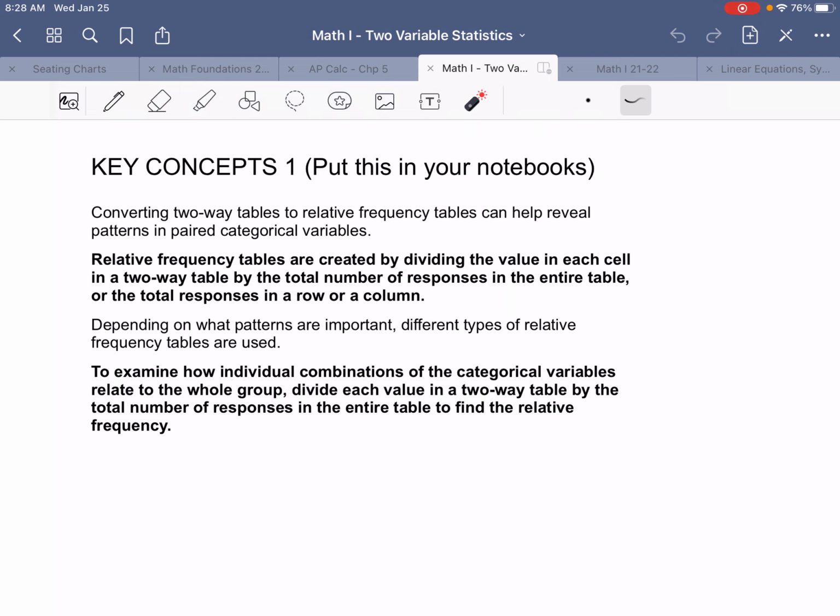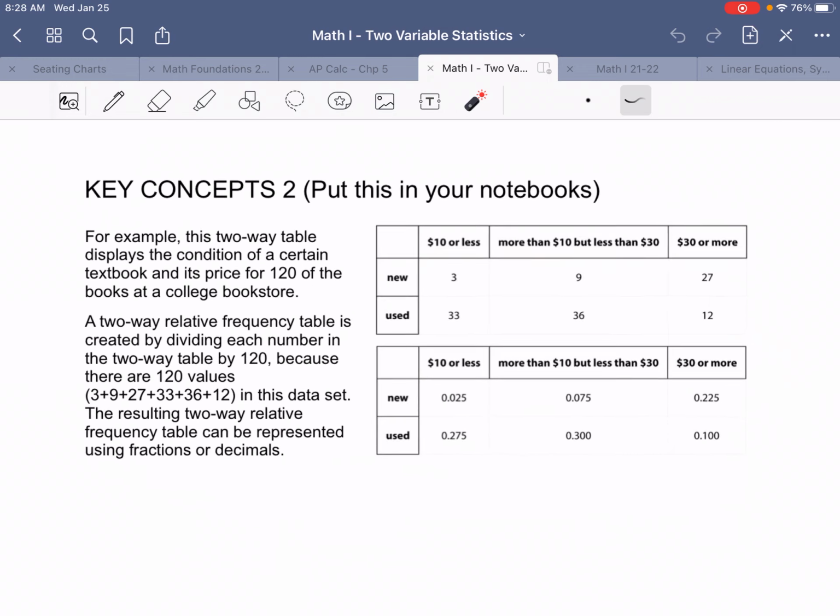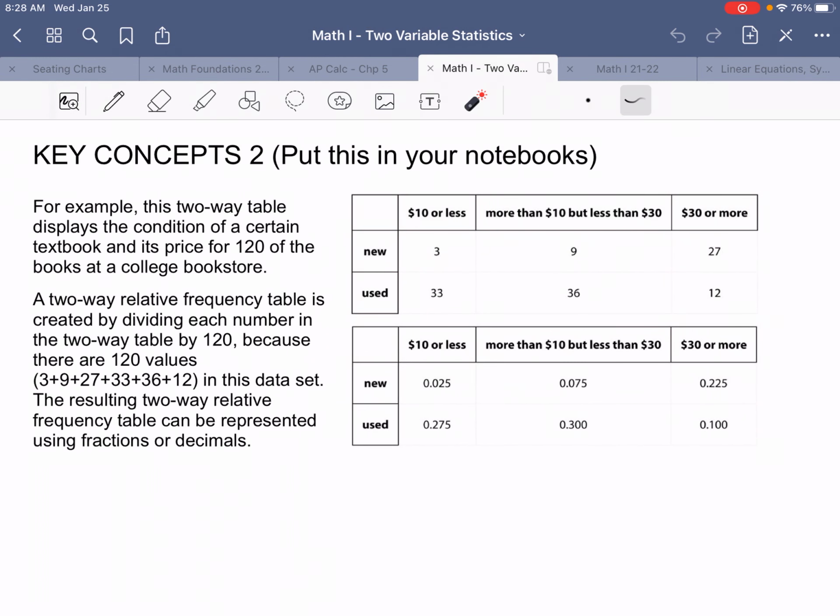So the relative frequencies don't necessarily always mean that this is the percent of everyone that was asked. We just have to be really careful to figure out what these percentages mean, and what they tell us. Depending on what we're looking for, we're going to use different types of relative frequency tables. So let's take a look at an example here.